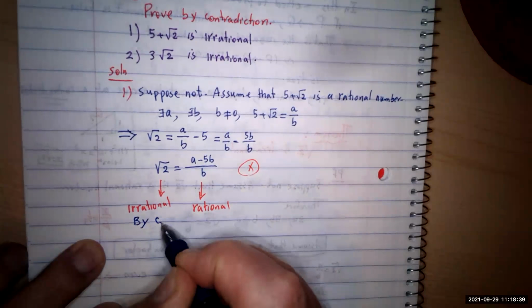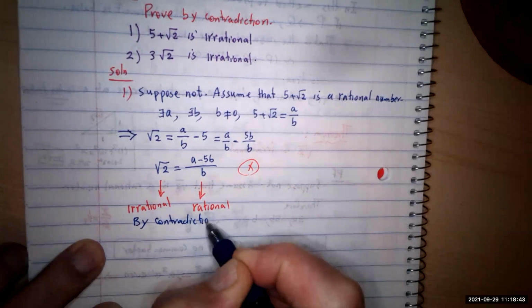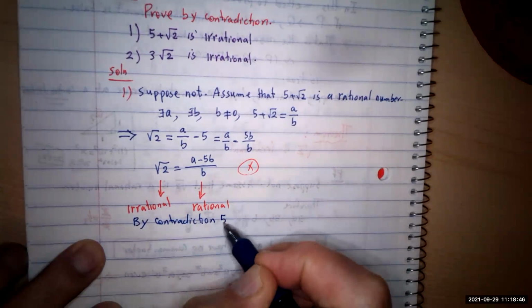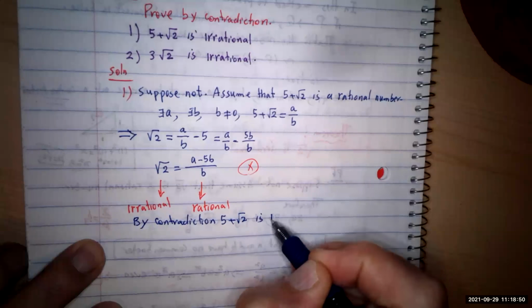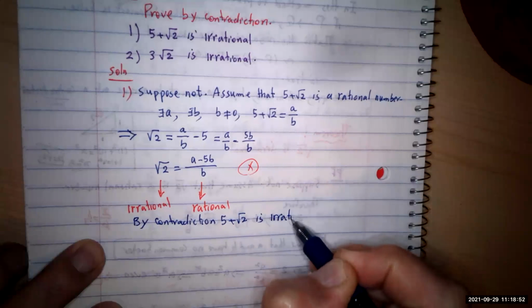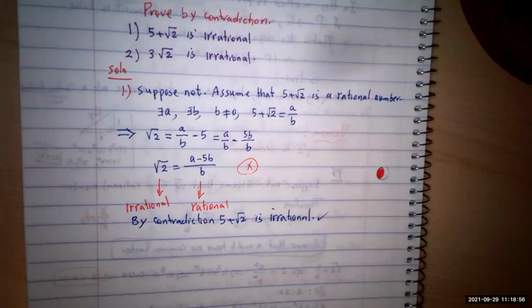So you can claim that by contradiction, you see, 5 plus radical 2 is irrational, and we are done. That's a proof. Any question?